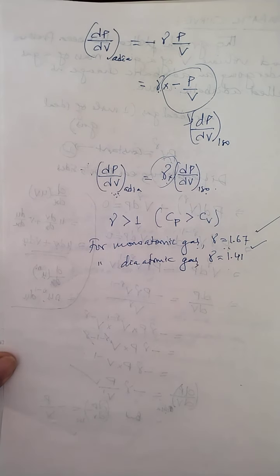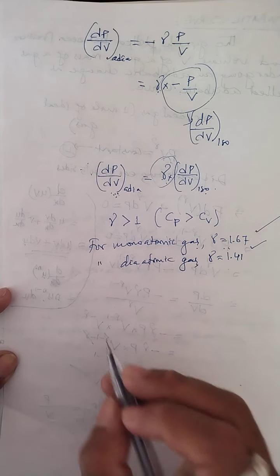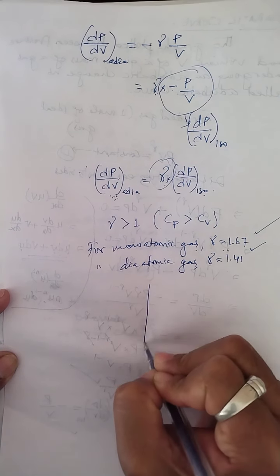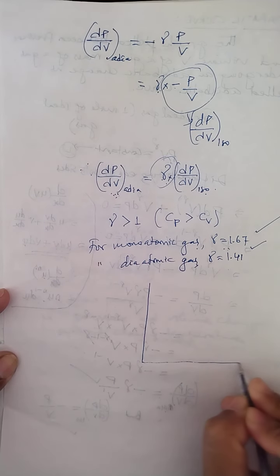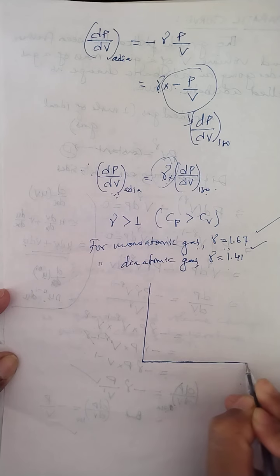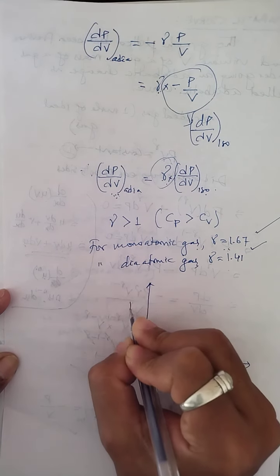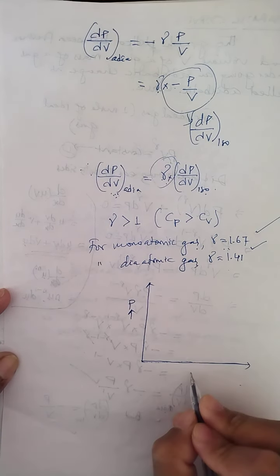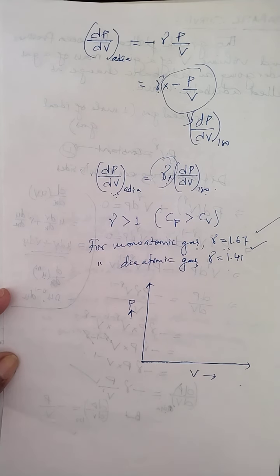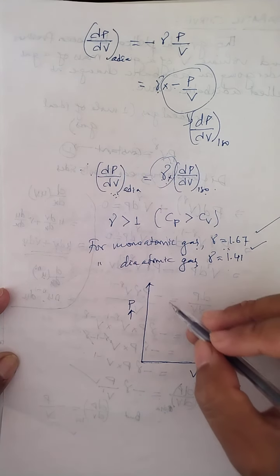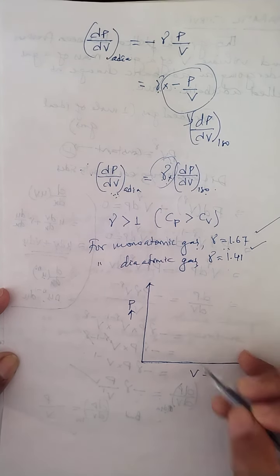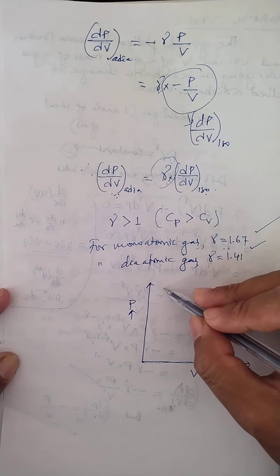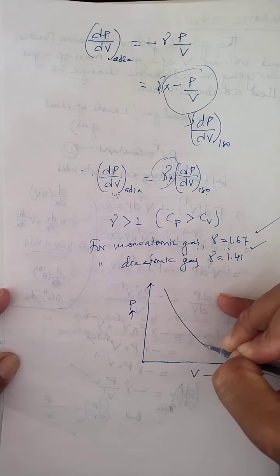So children, we can even plot a graph between P and V, that is called the adiabatic curve for an adiabatic process. Let me show you the nature of the graph. I take P, the pressure, along the y-axis, and V, the volume, along the x-axis. When you plot a graph between P and V for an adiabatic process, your graph will look almost like this only.